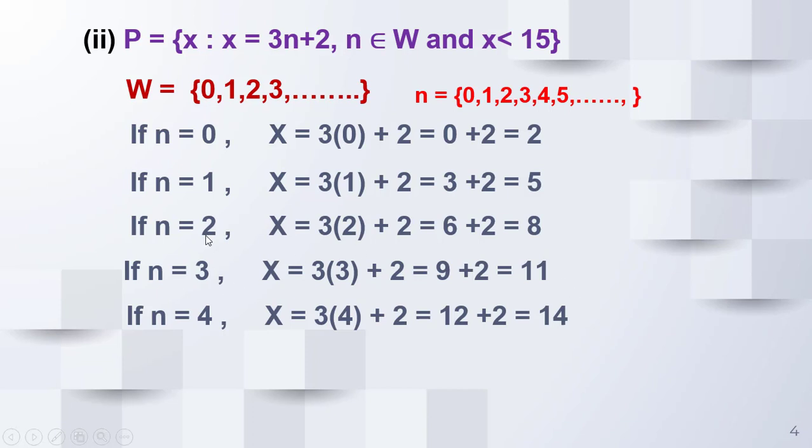Suppose, if we substitute n equal to 5, the value of x will be 3 into 5, 15, 15 plus 2, 17, which is greater than 15. So, we have to take up to n equal to 4. P is the set containing the elements 2, 5, 8, 11 and 14. We have to find the number of elements in the set, that is the cardinal number of the set P, that is n of P equal to 5.